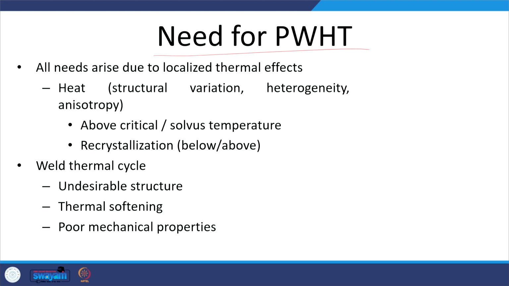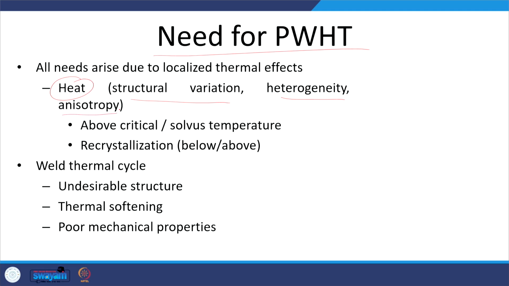Okay, I'll repeat it once again. We have seen that there is a lot of heterogeneity in microstructure, and that in turn results in heterogeneity in properties as well as anisotropy, and this primarily comes from the unique weld thermal cycle which is imposed during welding. So the unique weld thermal cycle causes the structural variation, heterogeneity in structure and properties.